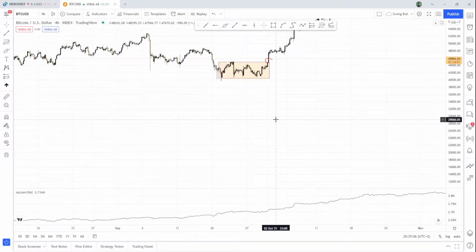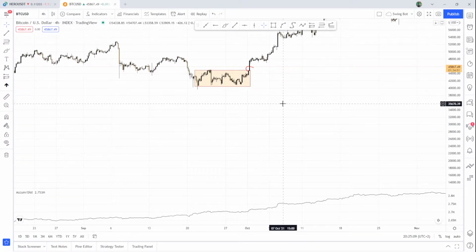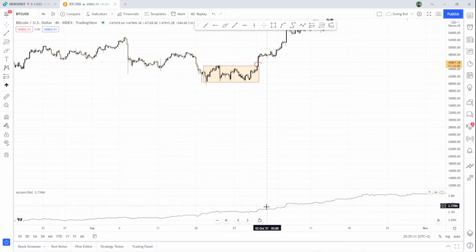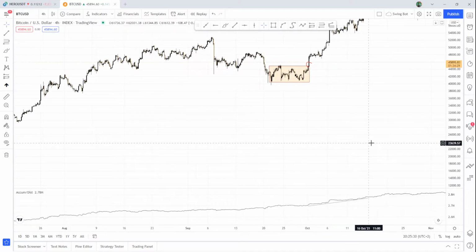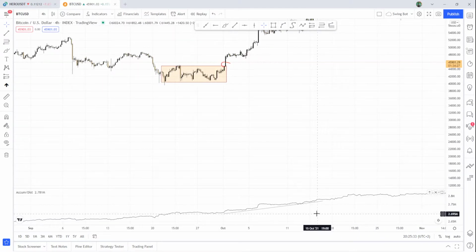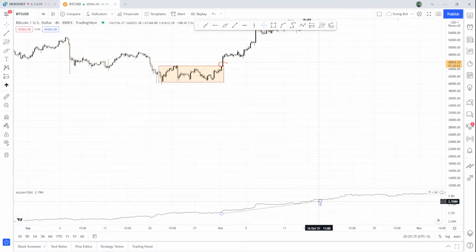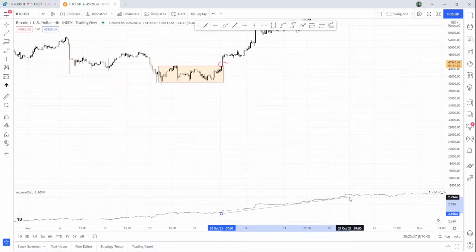So to know that it's valid, you can use, for example, this accumulation and distribution indicator, and you can just draw the trend like this. Okay, for example, if both go in the same direction, it's good. Okay, it's valid. So for example, I'm going to go with this one. Let's see where it breaks down.